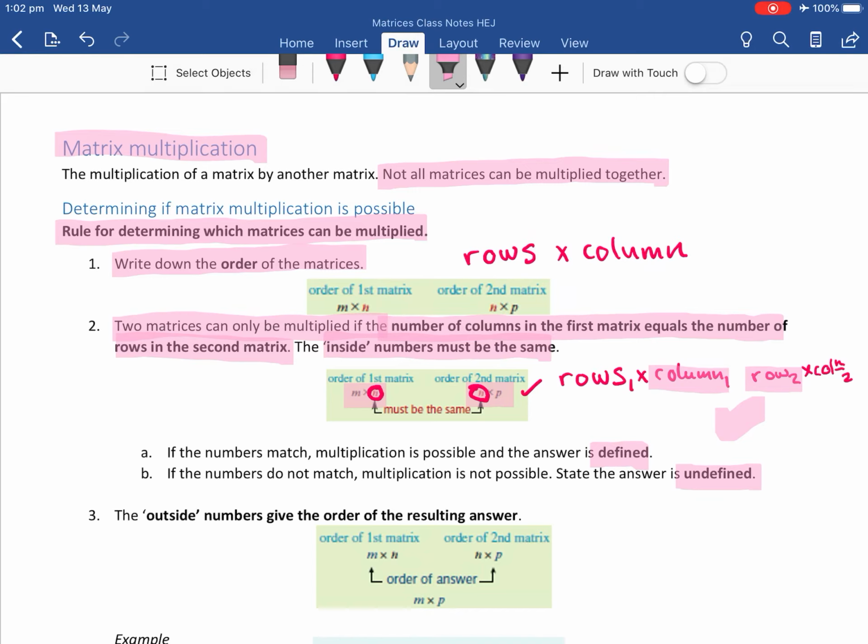Now the last important bit is that the outside numbers, when you write the order, give you the order of your answer. So the size of your answer depends on the outside numbers. For this one, whatever the number m is and the number p of your second one, the outside numbers, that means the answer when you multiply those two matrices, the size or the order, is going to be m times p.